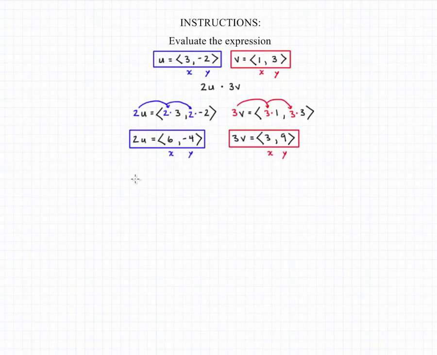calculate the dot product. So to calculate the dot product between 2u and 3v, we're going to multiply, or find the product of, the x coordinates of each of the vectors and add that to the product of the y coordinates of each of the vectors. So we'll have 6 times 3 plus negative 4 times 9. This is going to give us 18 plus a negative 36, which we can simplify to our final answer, which is that the dot product of 2u and 3v is equal to negative 18.